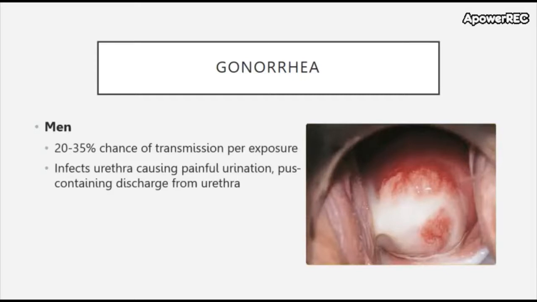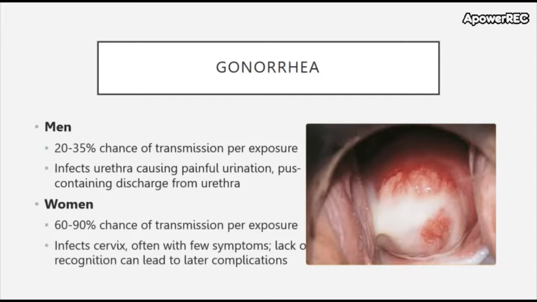And more women are using birth control, which means that they are less likely to use barrier forms of protection like condoms. In men, there is a 20 to 35% chance of transmission per exposure. It infects the urethra, causing painful urination and pus-containing discharge from the urethra.